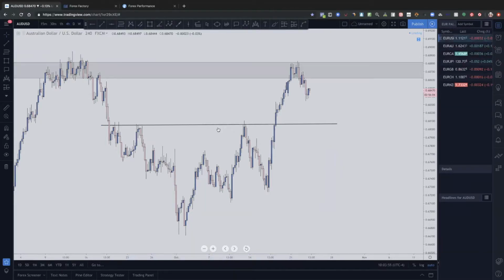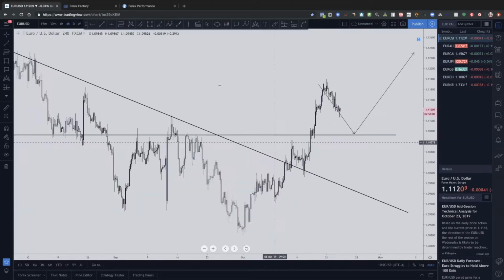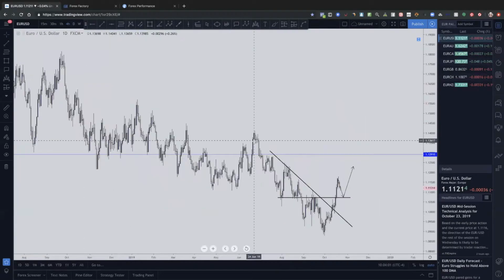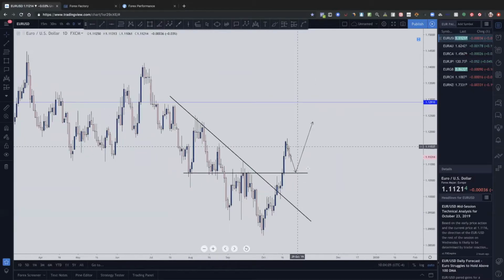Euro USD. This was one that I looked at with the team. And basically what I was expecting was for this trend line to basically be retested. Now I know it was retested here on the smaller scale, but normally on the daily or higher time frames, a bigger retest will occur.